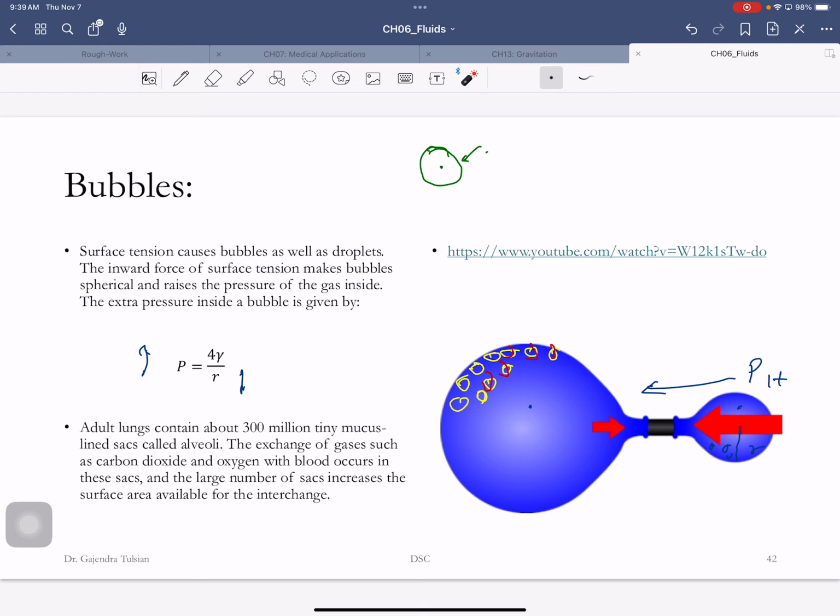Here are 2 balloons that are connected. Initially the air is not connected. Once we remove the connection, what do you think will happen?